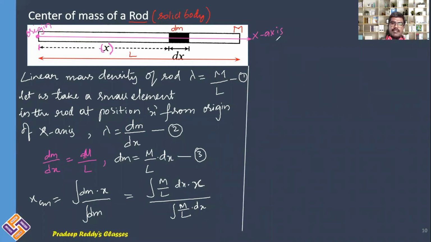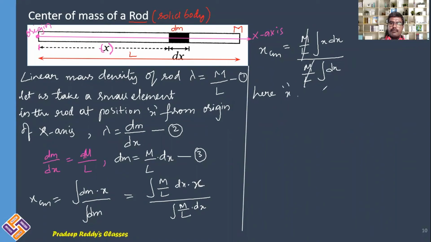Now we evaluate the integration. xcm is equal to capital M by L into integration x dx divided by capital M by L into integration dx. Capital M by L gets cancelled, and in x dx, x is a variable. X is a variable, it changes with the position of the dm mass.